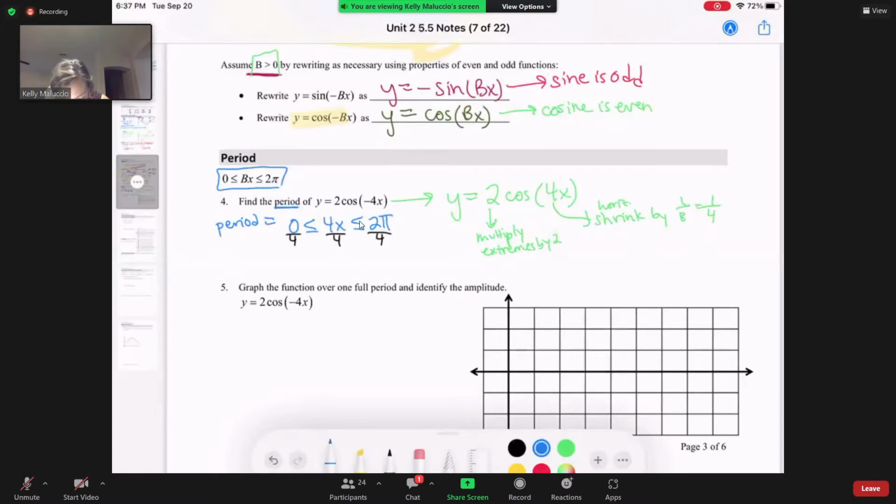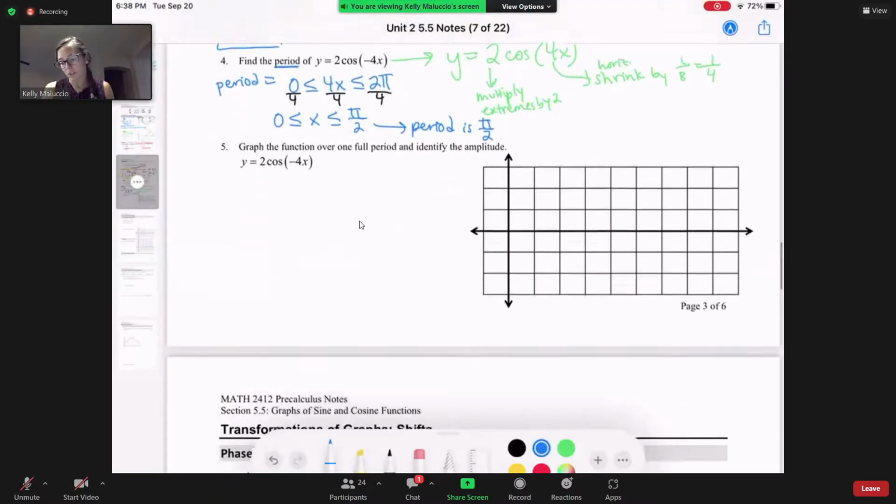And so the new period is going to be 0, that doesn't change, less than or equal to x, which is less than or equal to 2 pi over 4, which is just pi over 2, right? So based on this, the new period is pi over 2. Again, I just like to use the formula and say it's 2 pi divided by b, but I don't know if your homework will be like this or not, so I want to do it the same way as the textbook.